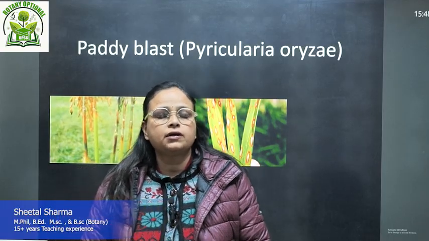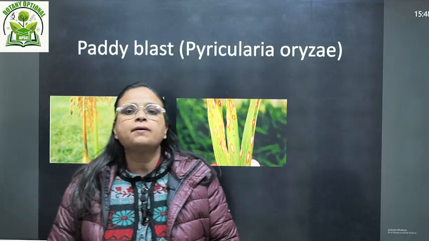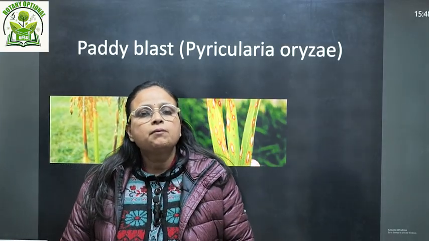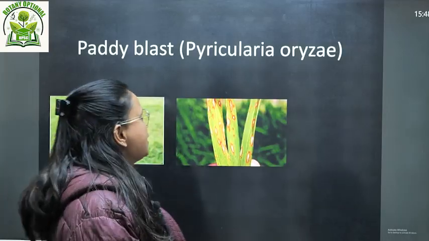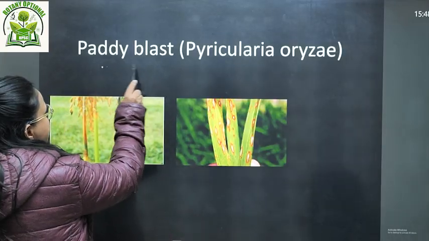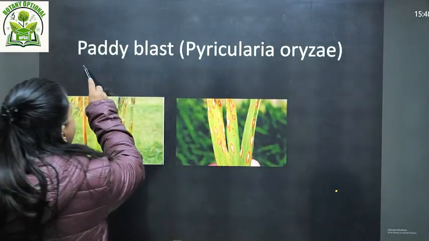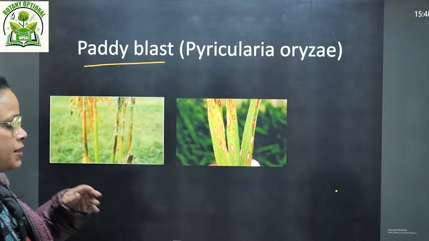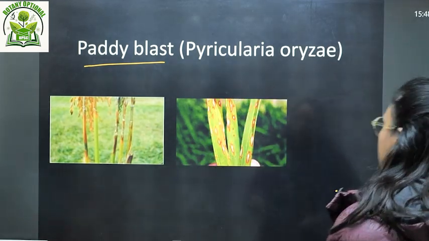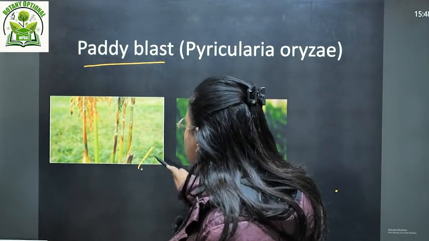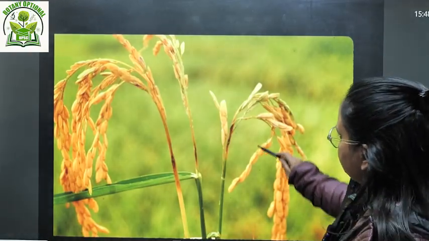Today we are again here with a very interesting topic. We have taken the topic of plant disease nowadays. Today we are again here with a new plant disease. The name of the disease is paddy blast. Paddy, as you know, is the rice from which we can take out the rice. Here you can see this is showing paddy blast.